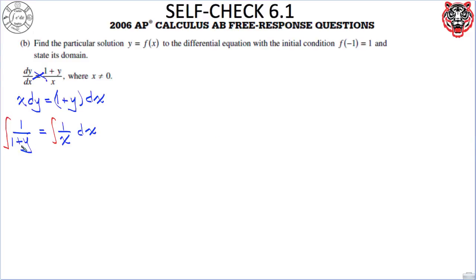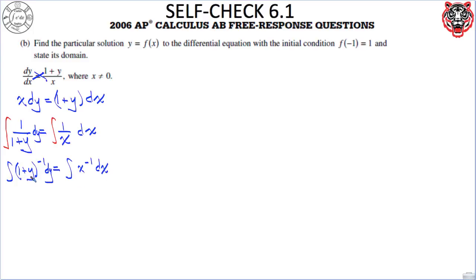So when I do my integration, I don't like fractions, so get rid of them. I have the integral of 1 plus y to the power of negative 1 is equal to the integral of x to the negative 1. I should have written my dy's here still, sorry. dy, dx.